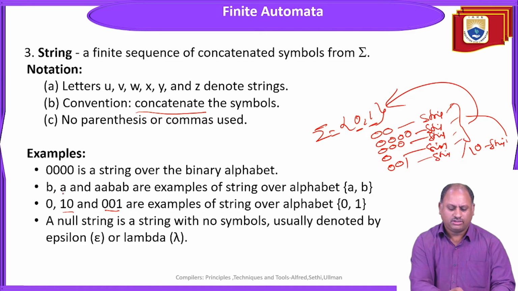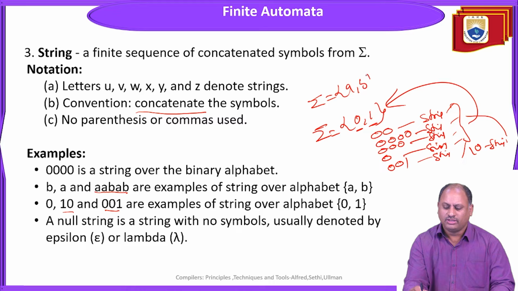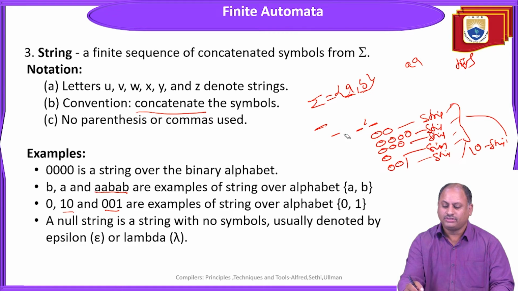Here, for example, if you change the alphabet to A, comma B, then what are the strings that are to be derived from this alphabet? A string is derived from the given set. What are the given symbols? A, comma B. So AB, ABA. These are all the different strings which are formed from the given alphabet.